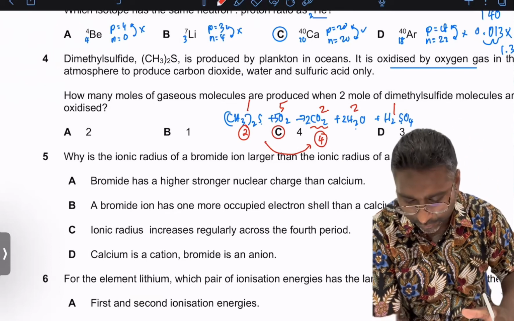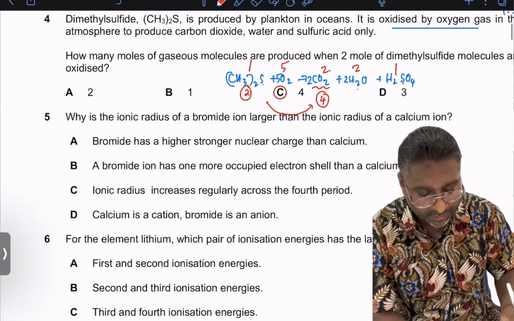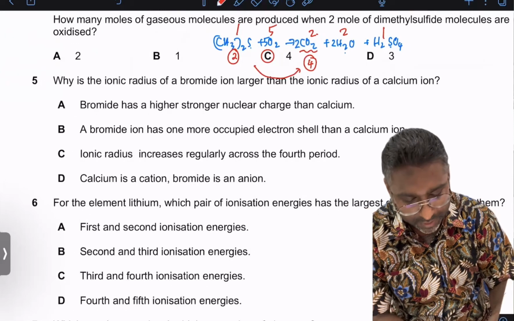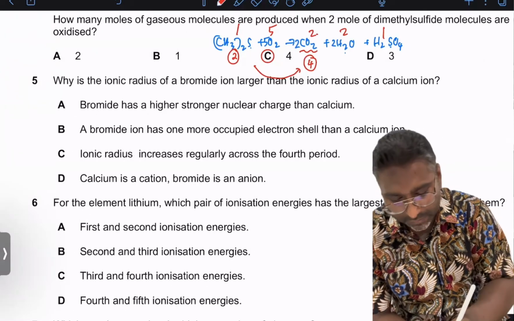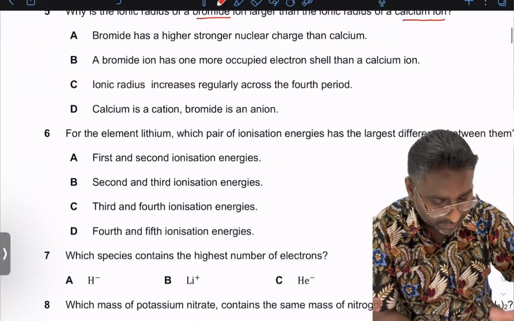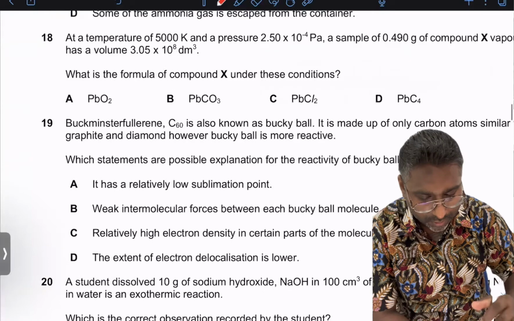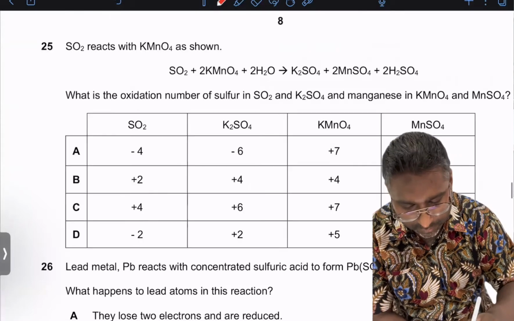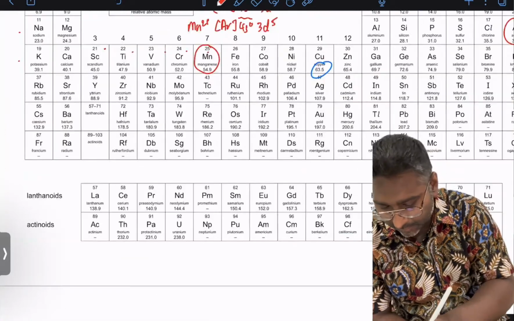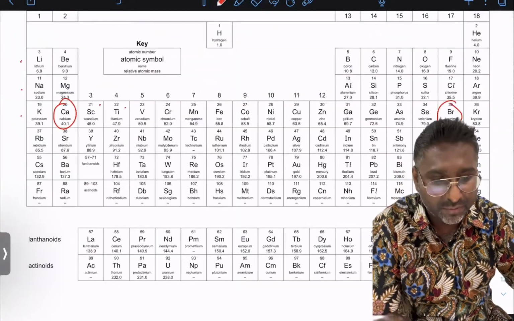Alright, let's continue. Now, why is the ionic radius of the bromide ion larger than the ionic radius of the calcium ion? So let's look at the bromide ion and the calcium ion. In this case, you definitely need to look at your periodic table. Let's look at calcium. Let's erase this. Calcium is here, bromine is here. Better to look at it in terms of the shorthand rule.